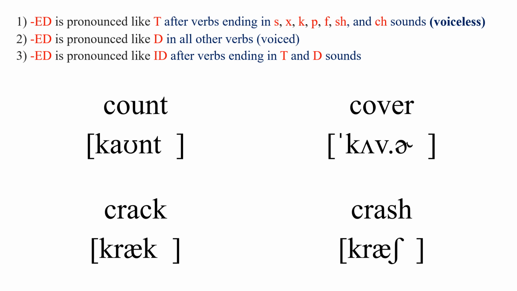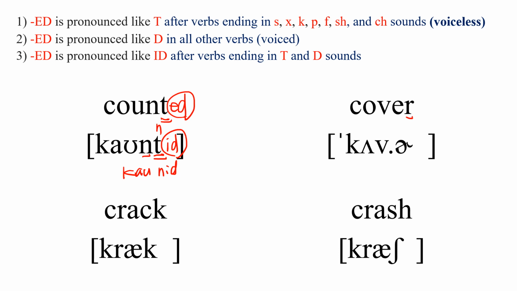Next one is count, and consonants put ED, and this is T ending, so put extra syllable, counted. You can say either counted or, after N, T sounds like N, you can say counted. So just remember after T, ED becomes an extra syllable.